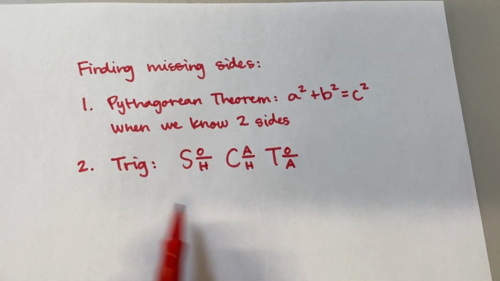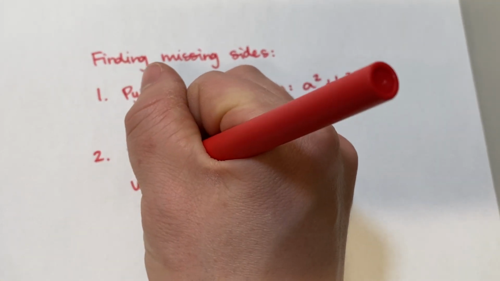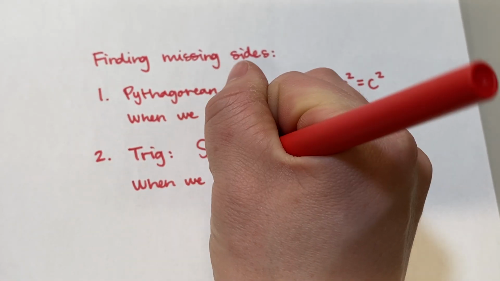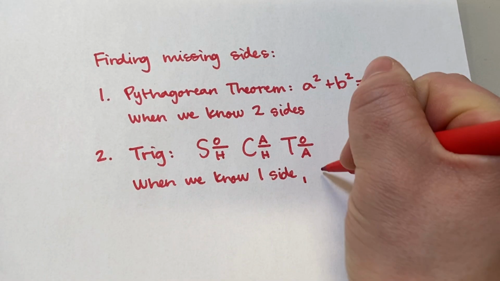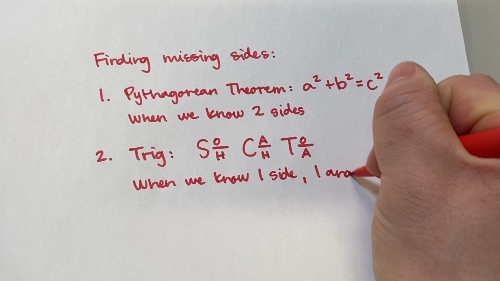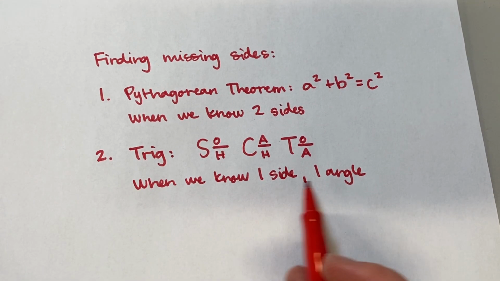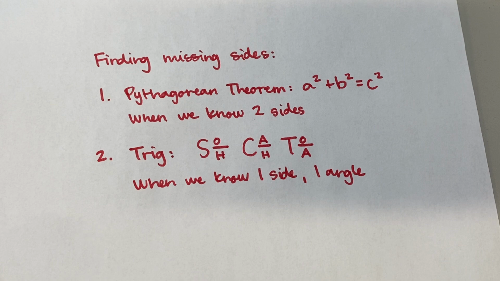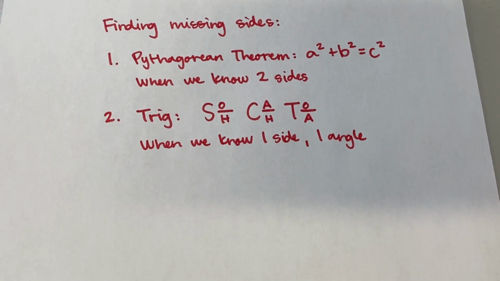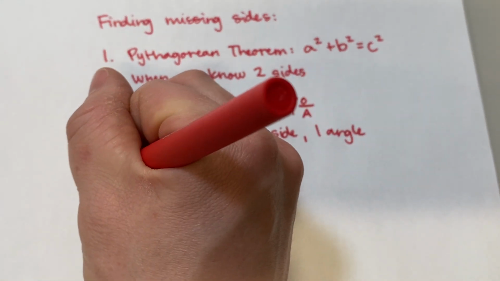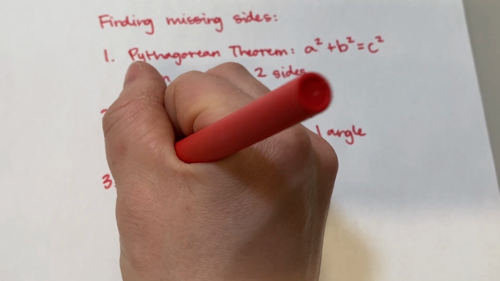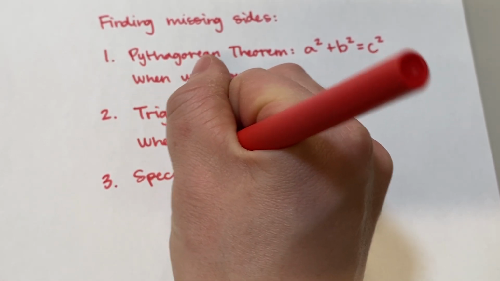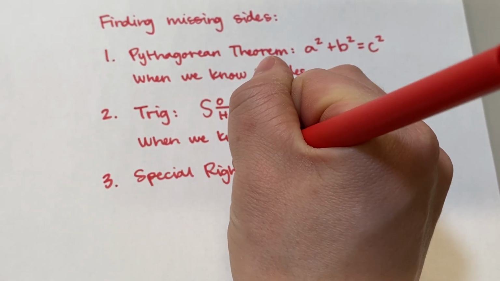So we need to use trig when we know one side and one angle. We're given one side and one angle, and we need to then find that missing side of the triangle. And the third way that we talked about finding missing sides was special right triangles.